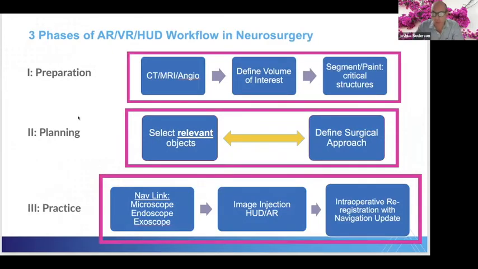The workflow for augmented reality is that we first prepare for the surgery by obtaining images, defining the volumes of interest, and then selecting critical structures that we're going to use for navigation. We then plan our surgical approach and then link our microscope, endoscope, or exoscope to the navigation, inject the image into our microscope or endoscope, and then as the case progresses, we may need to re-register during the surgery.